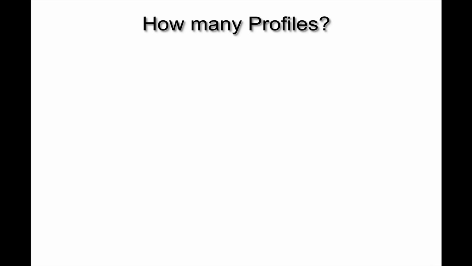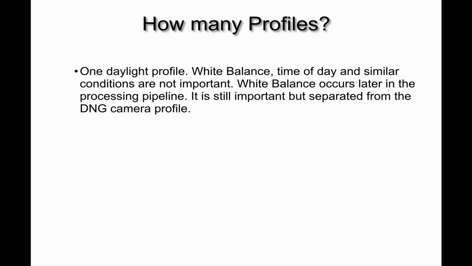So, how many profiles do you need to make? Basically, you need a daylight profile, one shot in daylight. The conditions of daylight do not matter, as I'll illustrate in a minute. The white balance, the time of day, those conditions have no effect on the DNG camera profile. And again, I'm going to explain this in some detail. You're probably going to want to build one for tungsten if you're shooting under tungsten illuminant. And so those two profiles will probably cover a great majority of all of your shooting needs.